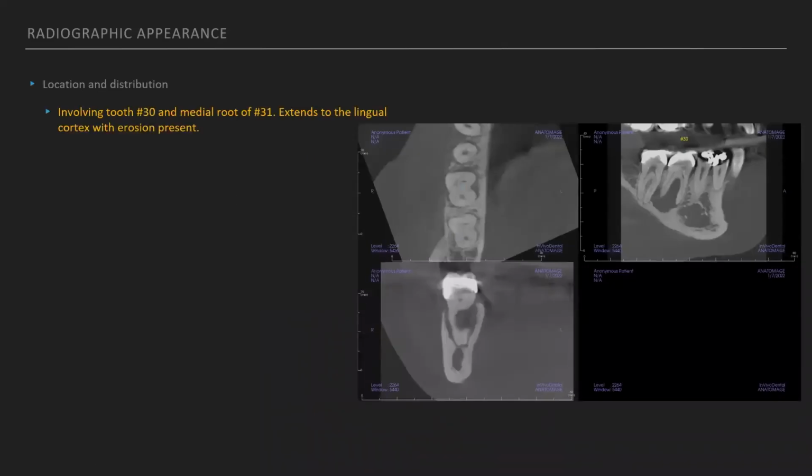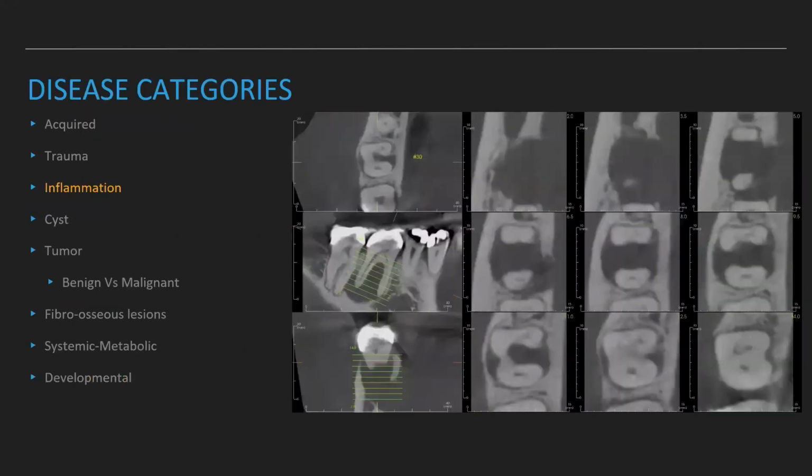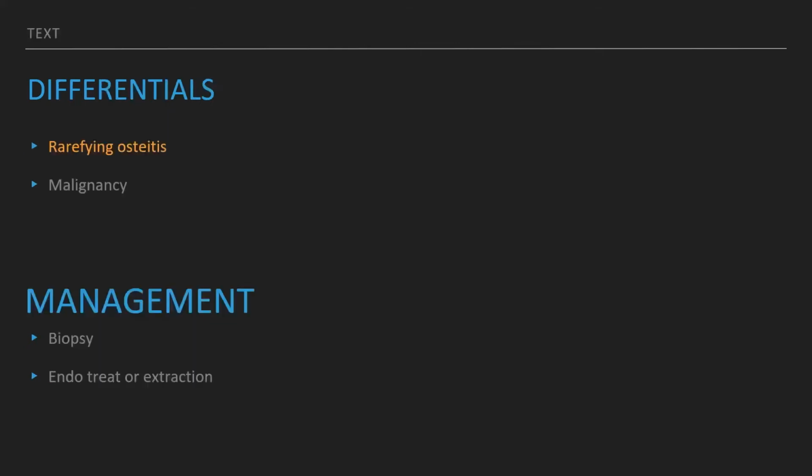So again, location and distribution involving tooth number 30 and the mesial root of tooth number 31 extending to the lingual cortex with erosion. The size is a medium size. Margin character is mostly defined, non-corticated, sclerotic borders. Radiographic density is radiolucent. And effects on the surrounding tissue, you can see the erosion of that lingual cortex, close contact with the IAC. And the disease category, they did end up doing a biopsy. It was inflammatory, a rarefying osteitis in radiological terms. They ended up endo-treating it.